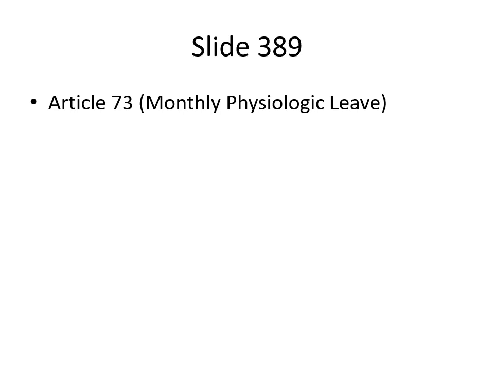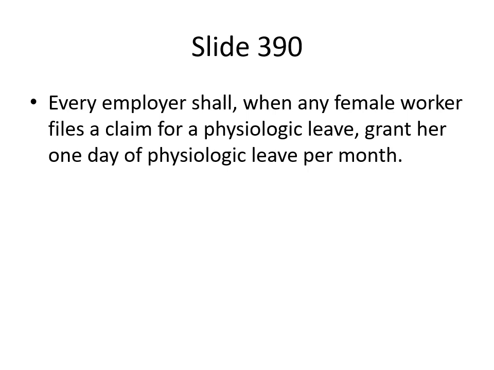Article 73. Monthly physiologic leave. Every employer shall, when any female worker files a claim for a physiologic leave, grant her 1 day of physiologic leave per month.